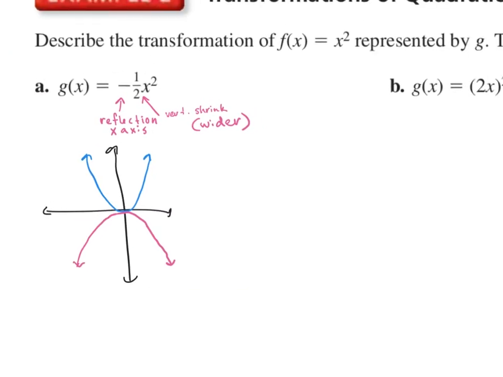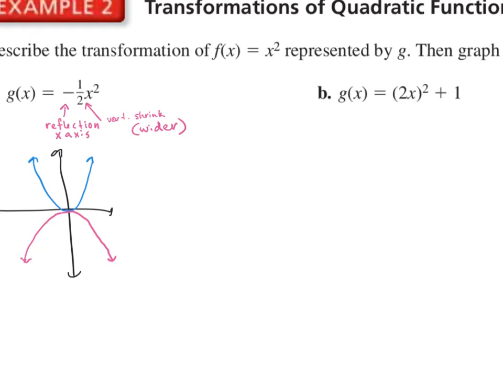Let's look at B. What does this 2 on the inside tell us? It's a horizontal stretch. Awesome. If it's a 2 on the inside, then it would be a horizontal shrink. Because remember, when it's inside, it's the opposite of what you would think. So you would think that the 2 would make it stretch, but since it's inside our parentheses, it's actually a shrink. So we have a horizontal shrink, and then what does this +1 tell us?